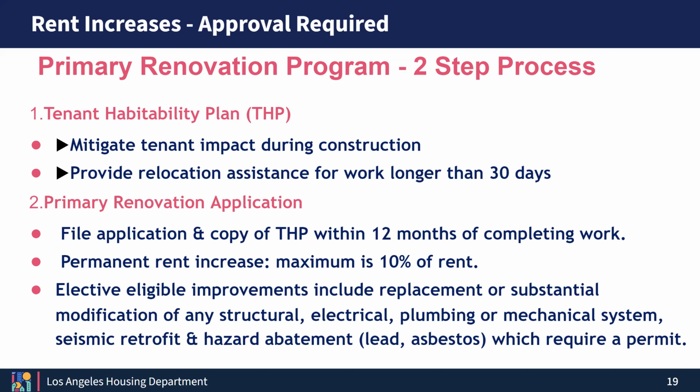And secondly, once the work is completed, the owner can apply for a primary renovation surcharge or a primary renovation rent increase. They must file an application within 12 months of completing the work. And if approved, the department will allow an owner to collect a maximum of a 10% rent increase on top of what is typically allowed in order to recover the expense of the primary renovation work.